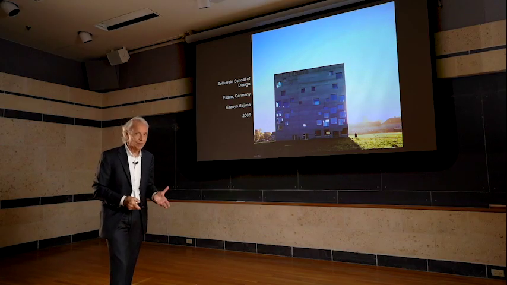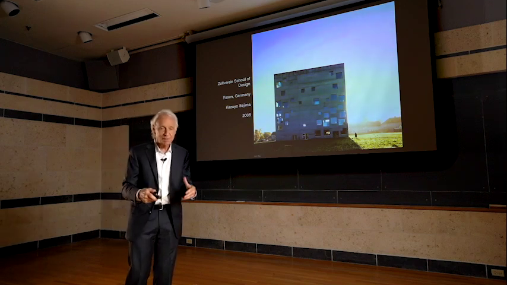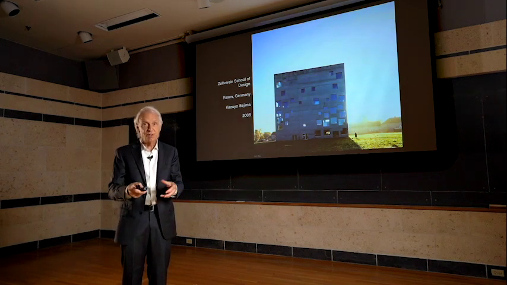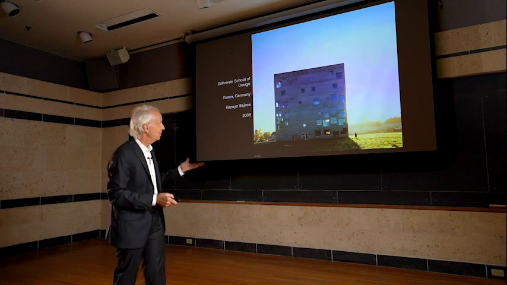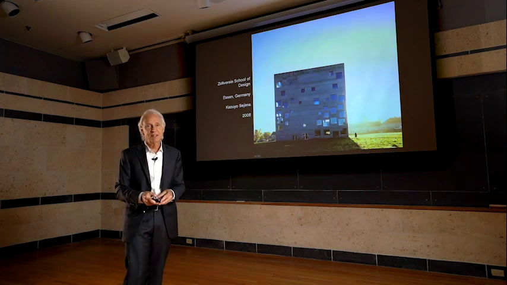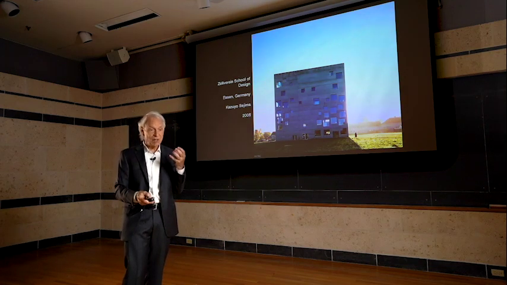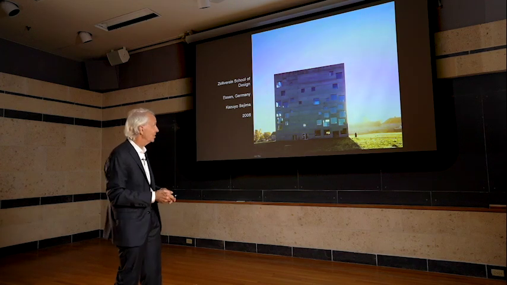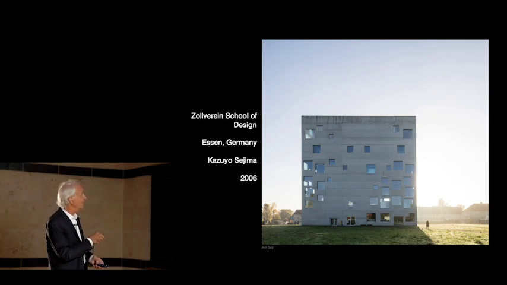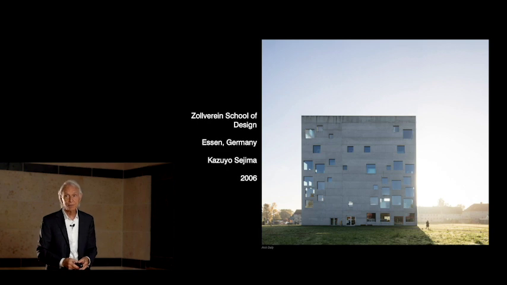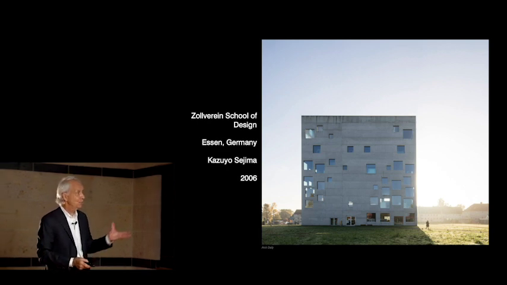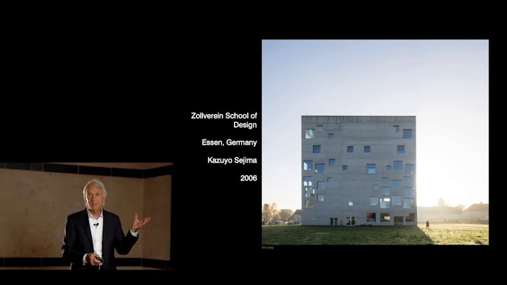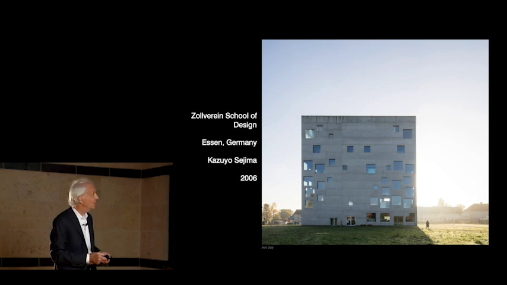So the final reason for using numbers, mathematics, and geometry as a generator for architectural form is to make a building that's iconic. And there are characteristics of this geometry that just lock our eye. We just are drawn to some geometries. In this case, this is a school of design in Essen, Germany by Kazuo Sejima. Her firm is called Sanaa.